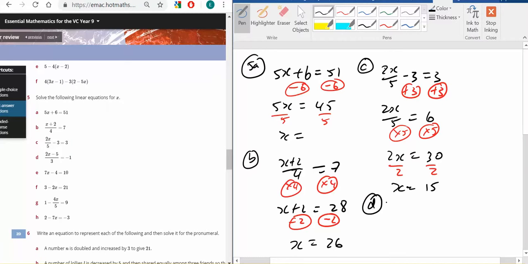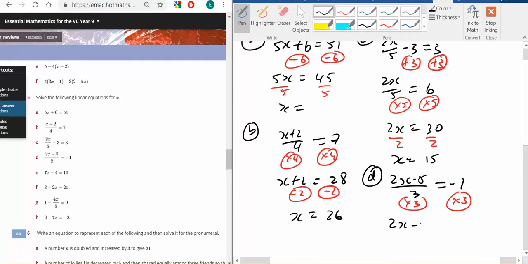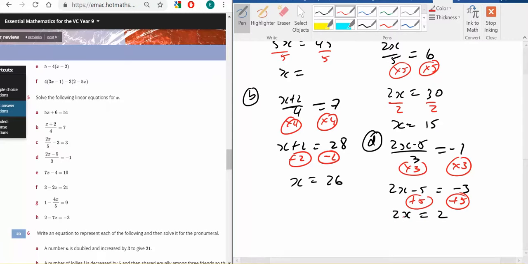Okay, so D, we got (2x minus 5) over 3 equals negative 1. I want to multiply both sides by 3. We get 2x minus 5 equals negative 3. Negative 1 times 3 is negative 3. I'm going to add 5 to both sides. So I get 2x equals negative 3 plus 5, which is positive 2. Well, that's nice, because when I divide both sides by 2, I get x equals 1. Okay.